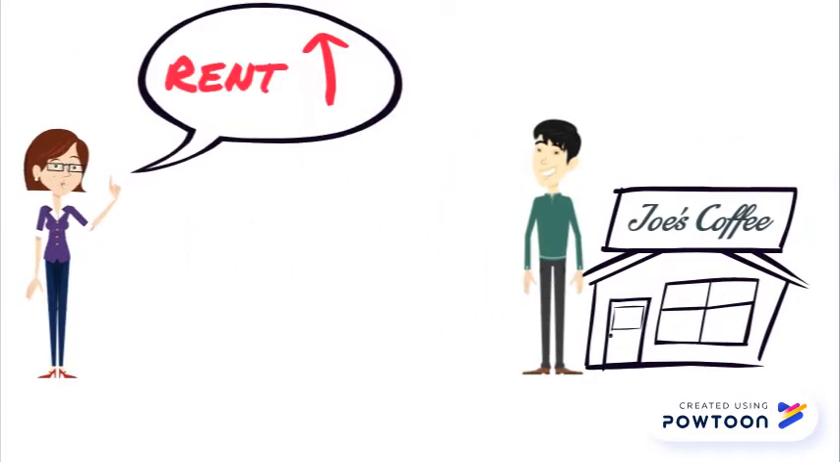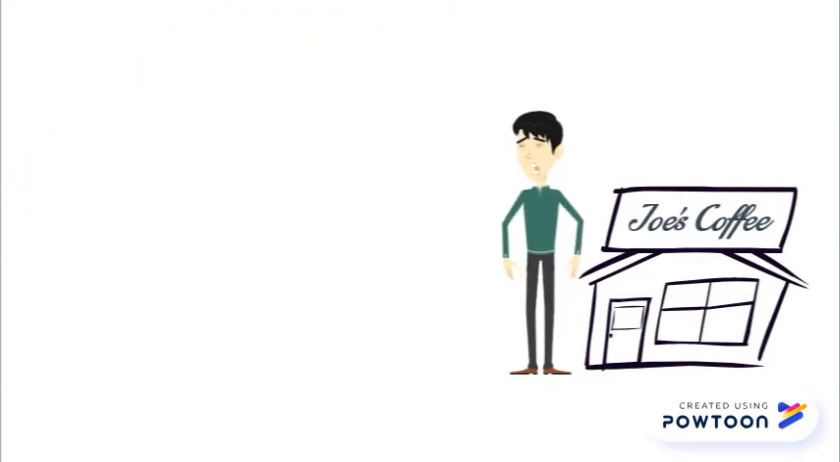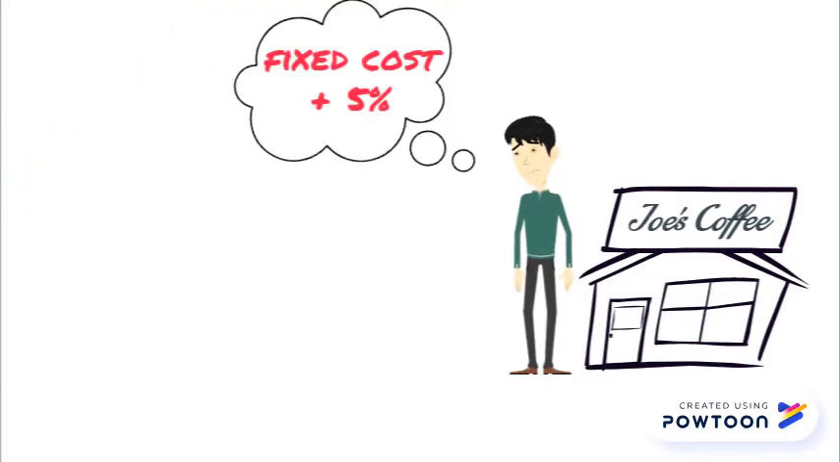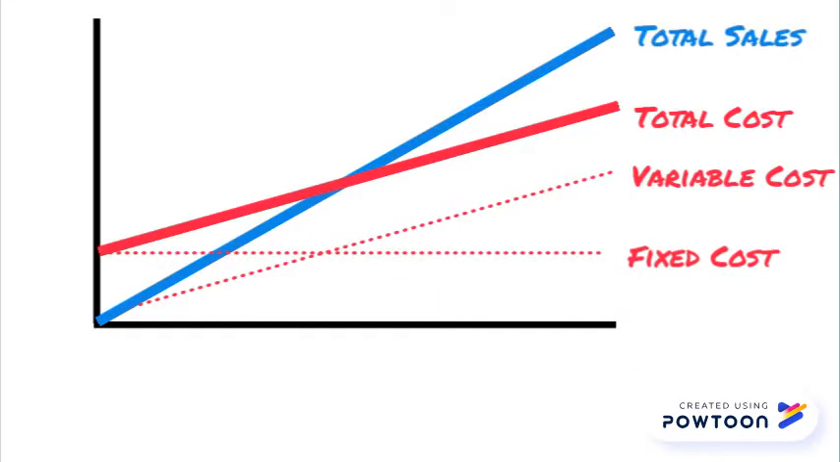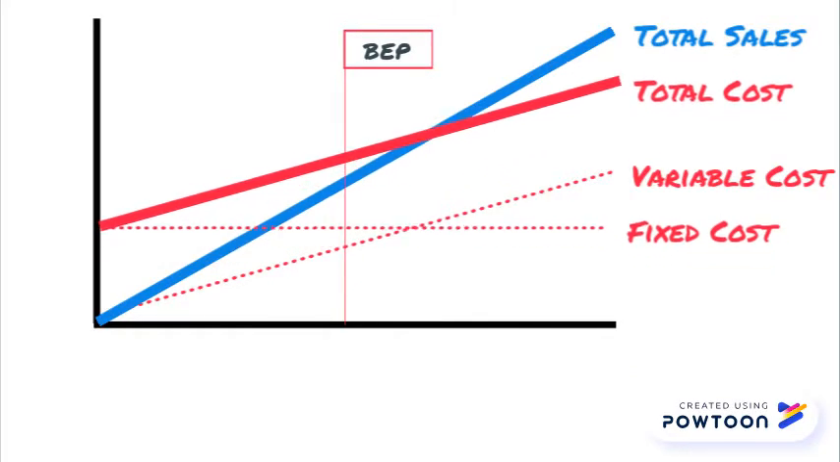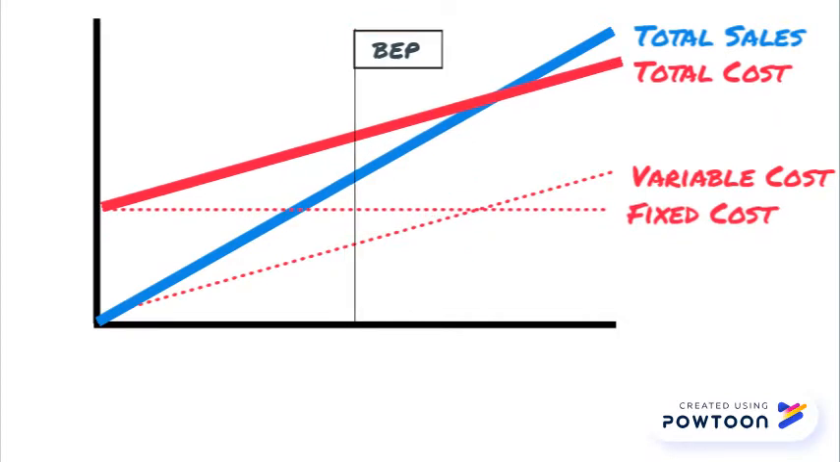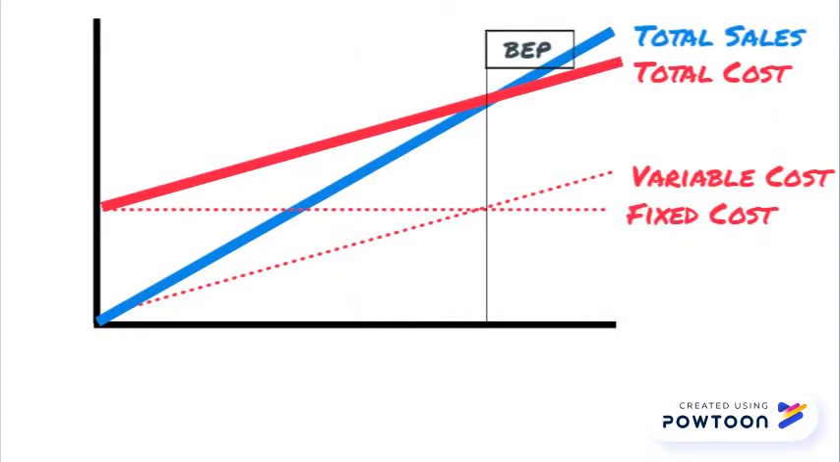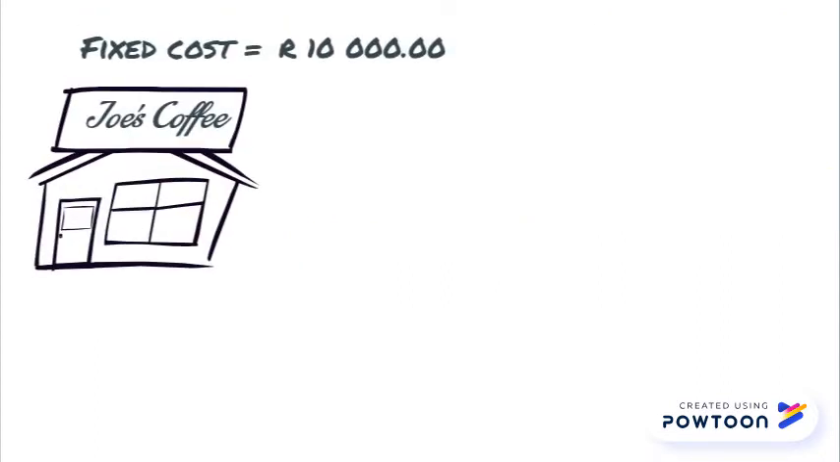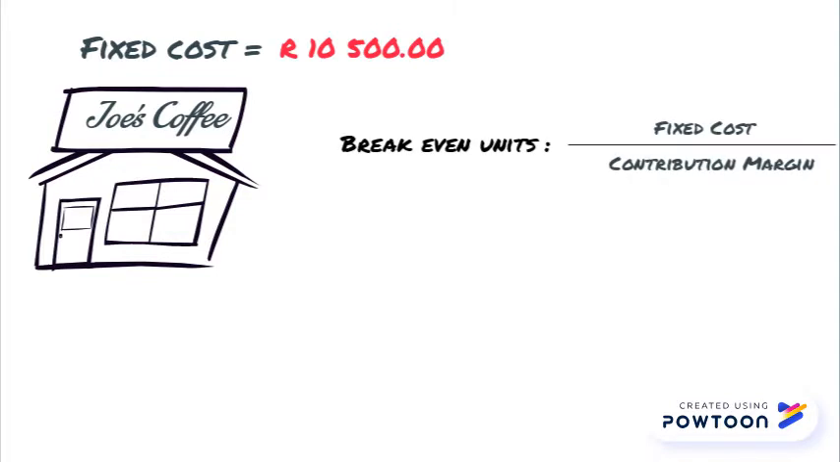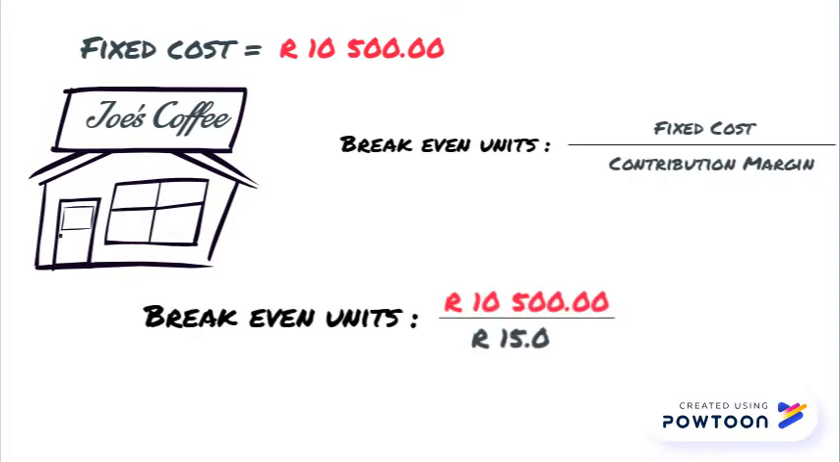Should Joe's landlord decide to increase his rent at month end, he calculates that this would increase his fixed cost by 5%. He would need to recalculate what impact this has on his break-even. Recall this being Joe's break-even point. An increase in fixed costs will increase Joe's total costs, resulting in an increase in the break-even point. Using the new fixed cost of 10,500 Rand, Joe calculates that his new break-even point increases to 700 cups.